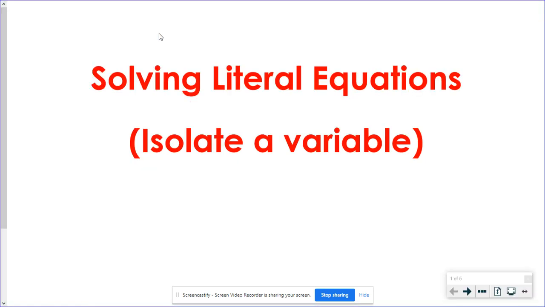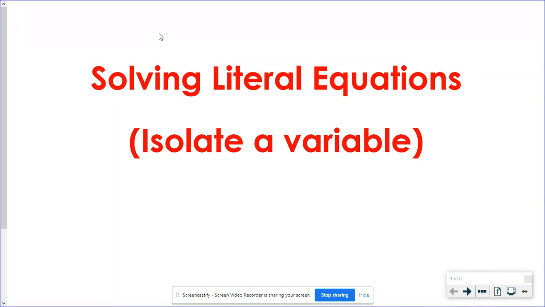Hello again, algebra students. Today we are moving on into a new topic. We're going to be looking at something called literal equations. A lot of the problems you're going to see today are going to look more like formulas because we're going to have a bunch of variables instead of just having an x or a y or an n. We'll have a whole bunch of variables.